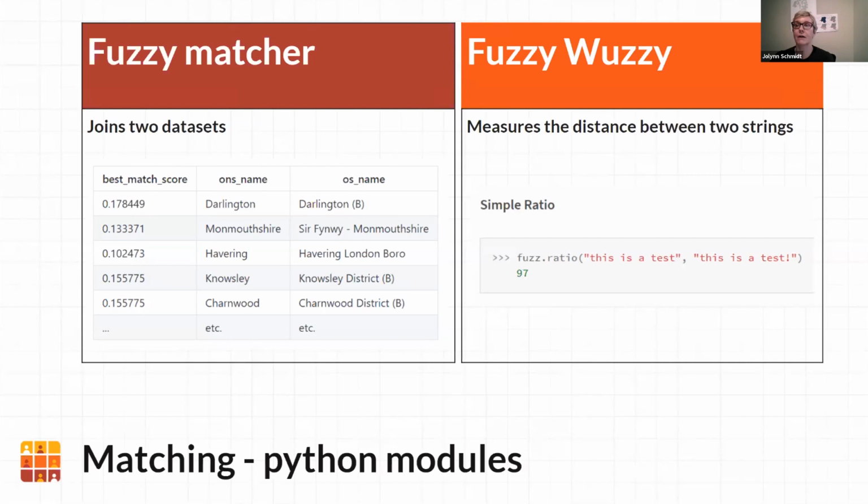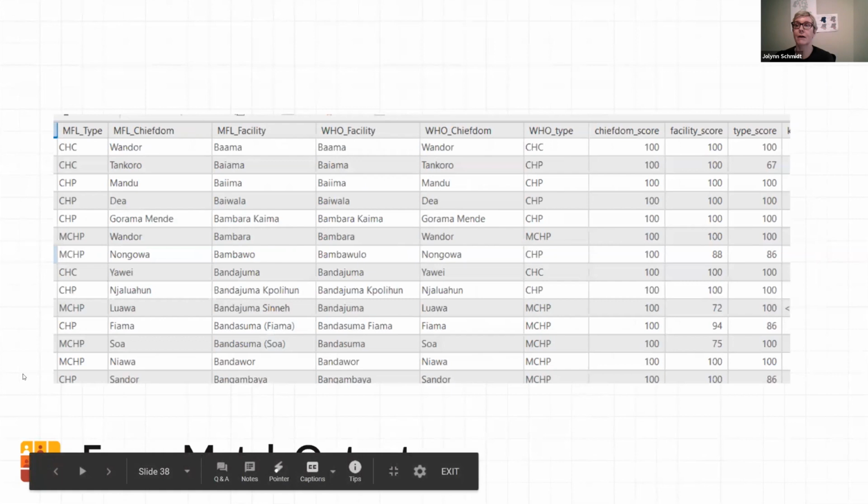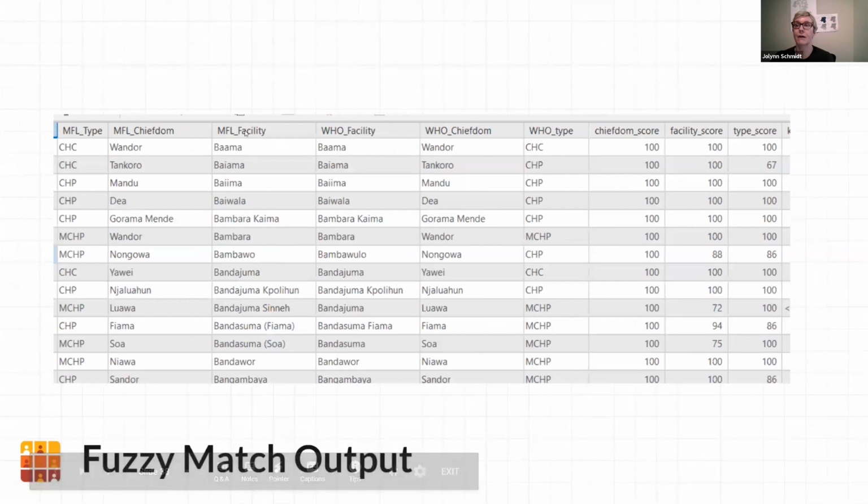So this is what that looks like. On the left, the first three fields are from my master facility list. The next three fields are the ones chosen by Fuzzy Matcher as the best match from my spatial data set. And these three fields are the scores for each combination as to how well those matches happen.